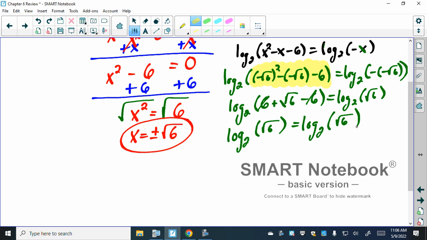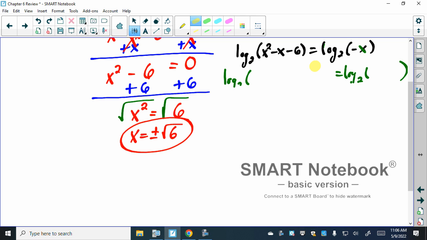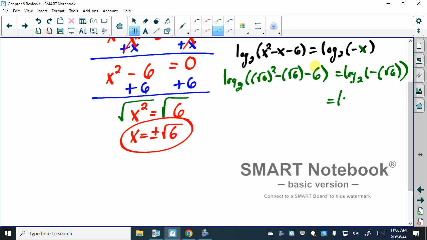Let's try it with positive square root of 6. Let me erase that, and all this here. Now, if we use positive square root of 6, this would be log base 2 of square root of 6 squared minus square root of 6 minus 6 is equal to log base 2 of negative square root of 6. Interestingly enough, for this one, I don't even have to mess with the left-hand side.